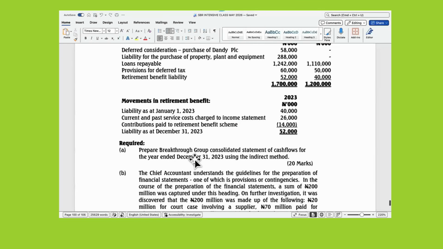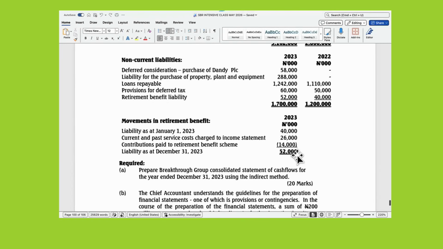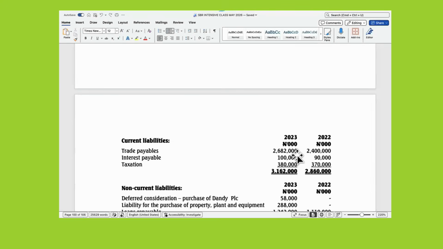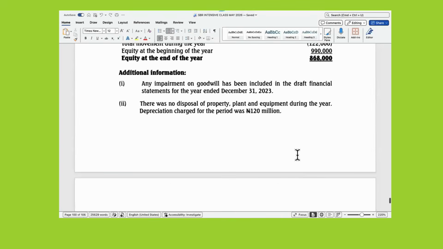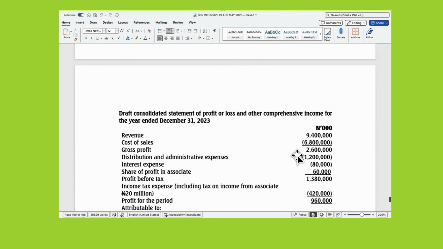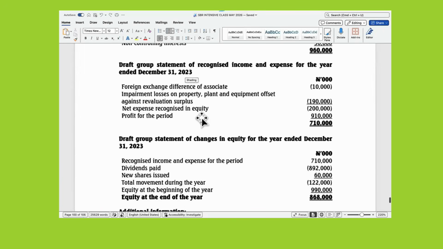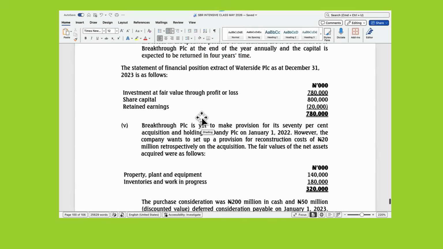And now we are asked to prepare Breakthrough Group consolidated statement of cash flows. Okay, and this is what we have. So again, you see how lengthy the question is, a lot of details. The same principles apply, the same approach, just capture the movement in position. If you're able to capture your movement in position, you will have done yourself a great deal.